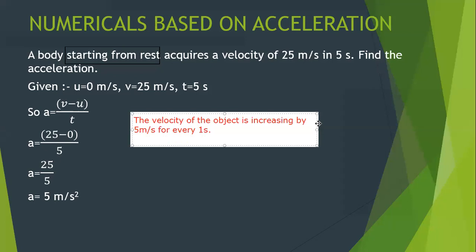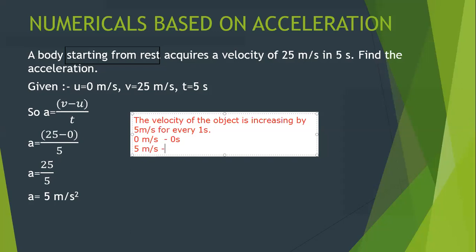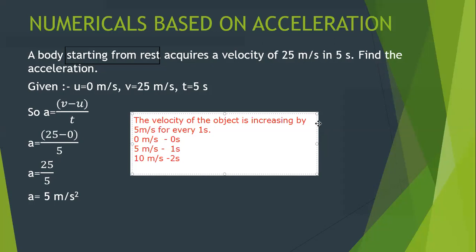So that's why you find initially the velocity is 0 meter per second in 0 seconds. Then after 1 second, what should be the velocity? Since acceleration is 5 meter per second square, after 1 second the velocity has become 5 meter per second. After 2 seconds, the velocity has become 10 meter per second. Why? Because it's accelerating by 5 meter per second square, which means the velocity is increasing by 5 meter per second for every 1 second.